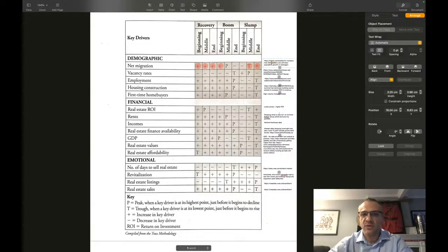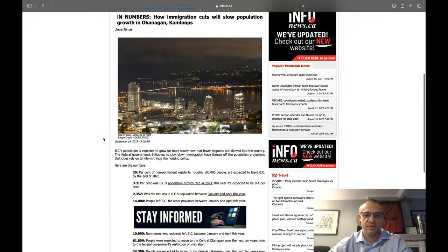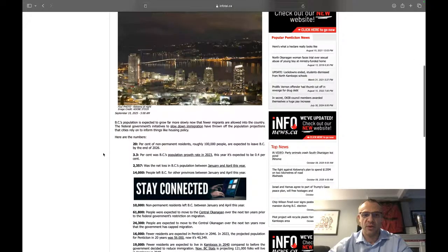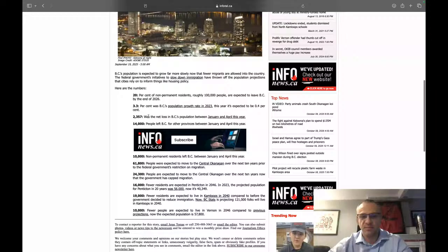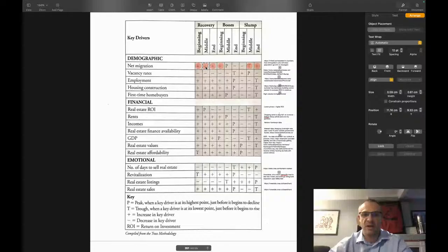So the first key driver is net migration. All I did was a quick Google search, and I referenced it here. We've got a fairly recent article talking about how population growth is slowing, but it's still positive in BC. But we can still use it for our purposes here. So net migration is positive, but it is certainly not as fast as it was. So take a look.